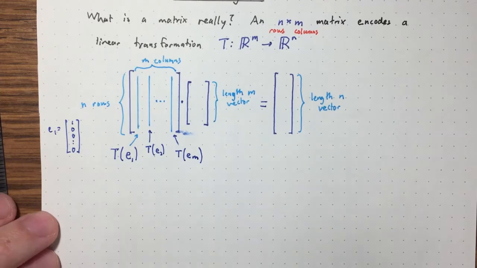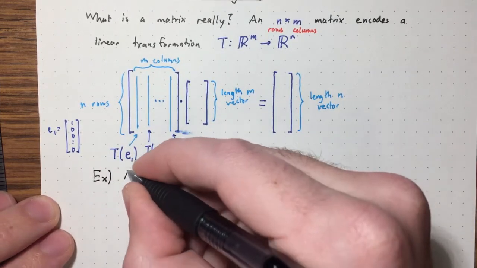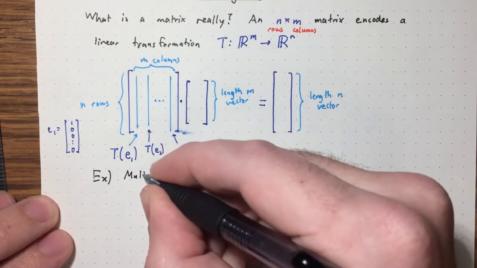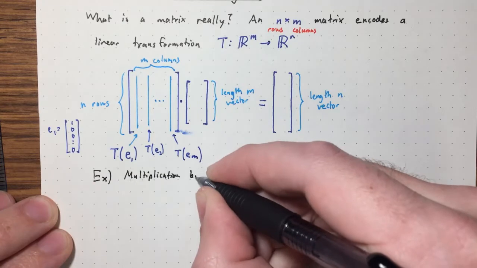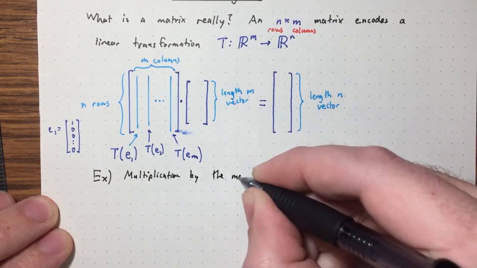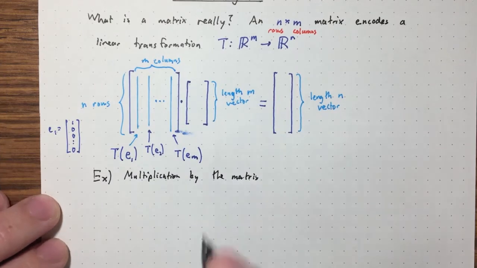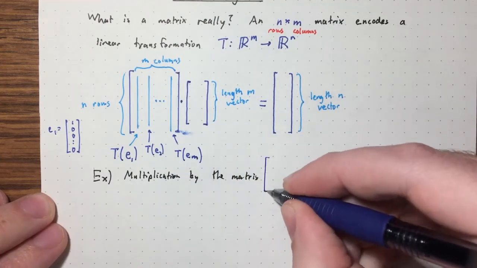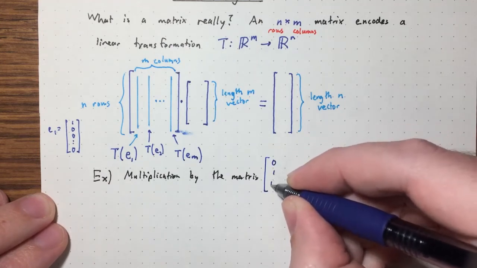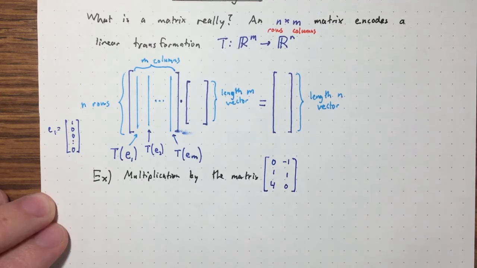Okay, let's just do a quick example. I want to put some numbers in here. So, multiplication by the matrix. Right, so it's matrix multiplication that represents multiplication of a matrix by a vector that represents the linear transformation. So what about this matrix? I have 0, 1, 4, negative 1, 1, 0. What transformation does this represent?